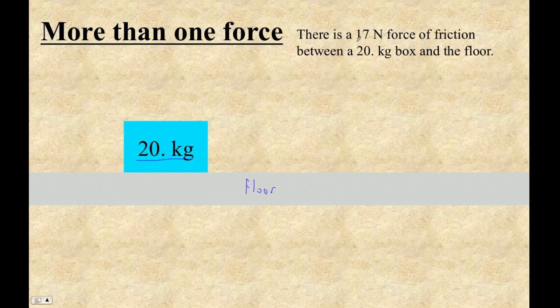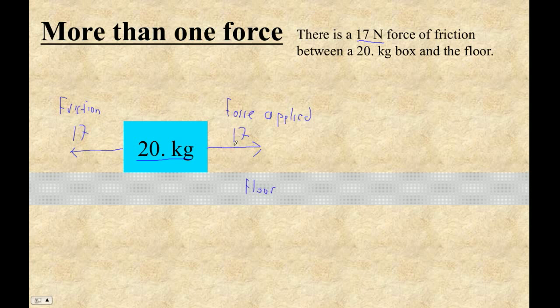This 17 newtons here is presumably the force you would need to slide this thing along horizontally at a constant speed. So if I pull on it this way with 17 newtons, this is my applied force. Then that means there'd be a force of friction the other way, a 17 newton force of friction. So the friction force would be acting to the left, the applied force would be acting to the right, and the thing would actually move at a constant speed. In fact, that would be how you'd find the force of friction: you would just find whatever force you needed to drag it at a constant speed.